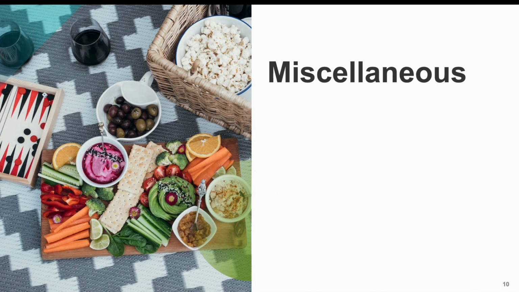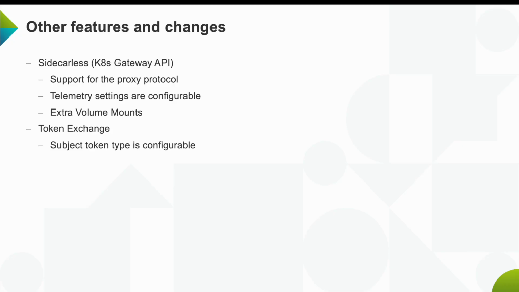Besides the mentioned features, there are other improvements and changes to talk about. In addition, we provide you some other improvements. The sidecarless data plane mode with Kubernetes Gateway API received some new features. Support for proxy protocol to receive the real client IP address behind the load balancer. Telemetry settings can be configured now. Additional volumes can be mounted into the engine container. And in the token exchange feature, the subject token type can be configured.